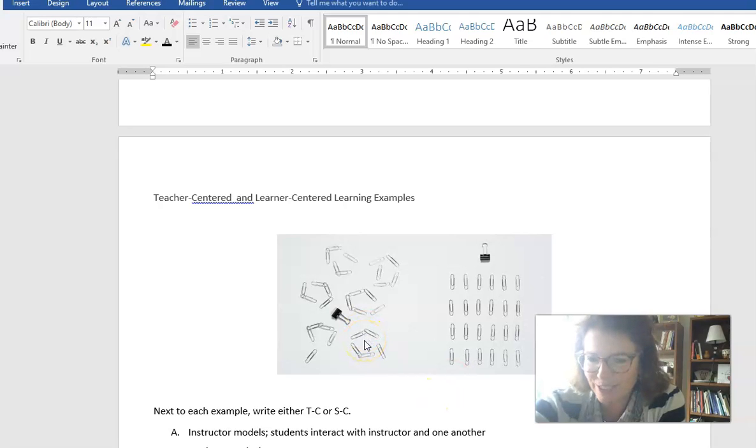From this point on, make sure most of your activities are student-centered. You can have teacher-centered moments, but mostly we are student-centered.